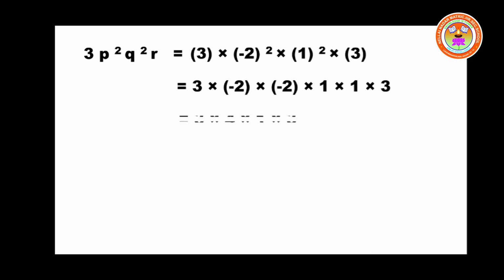So 3 into minus 2 into minus 2, you will be getting 2 2s are 4, minus into minus plus. 1 1s are 1 into 3. Now next step, 3 4s are 12. 1 3s are 3. So you will be getting 12 into 3. Now next step, 12 3s are 36. So 36 is your final answer.